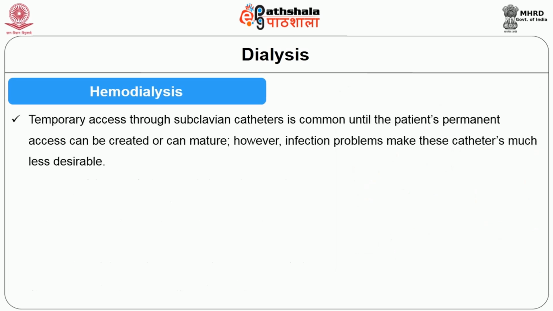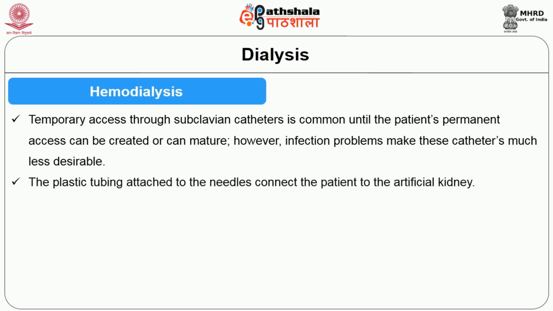Temporary access through subclavian catheters is common until the patient's permanent access can be created and can mature. However, infection problems make these catheters much less desirable. The plastic tubing attached to the needles connects the patient to the artificial kidney.